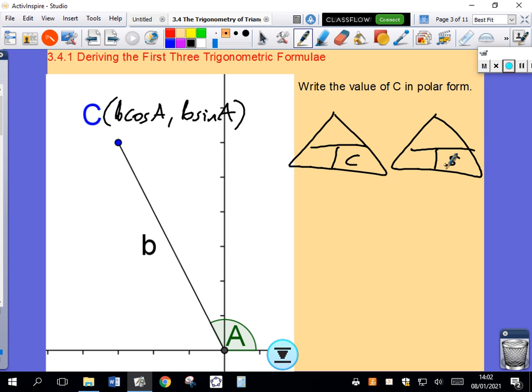Cosine is always x over r, sine is always y over r, where x comma y is a point on the terminal side of the angle. So the x coordinate can always be written as r cosine the argument, and the y coordinate can always be written as r sine the argument.